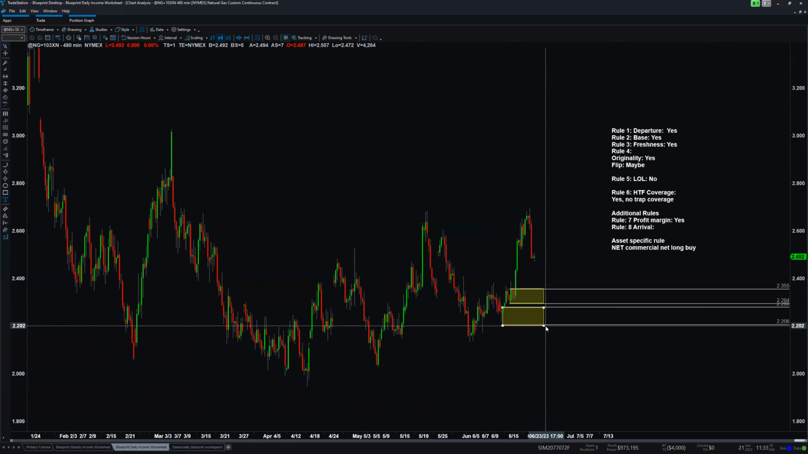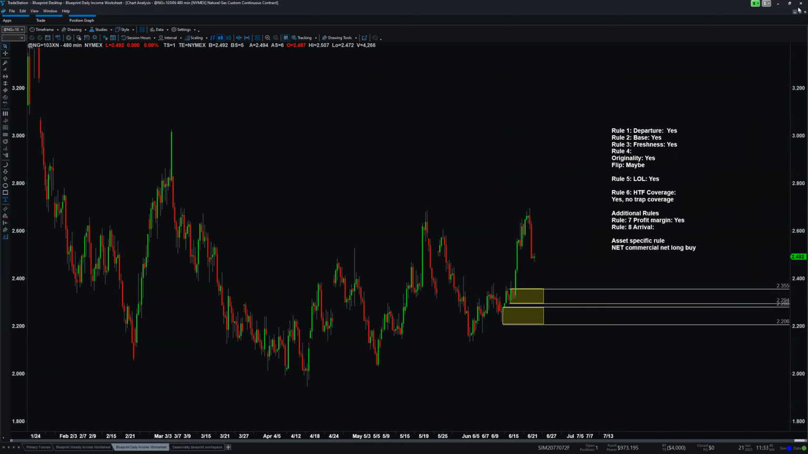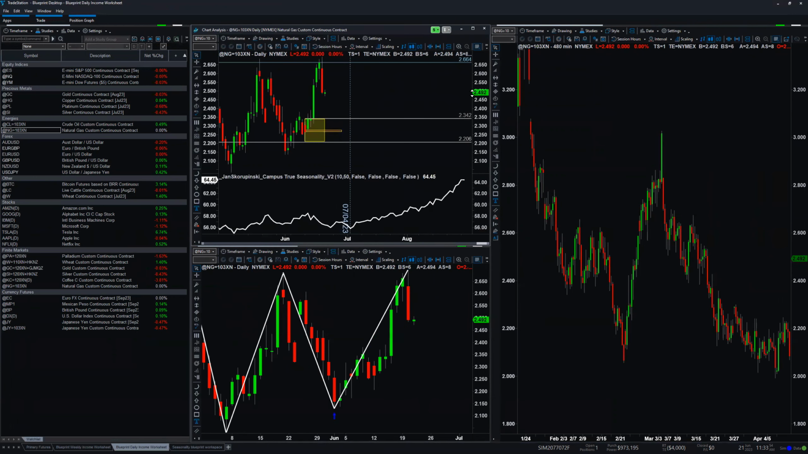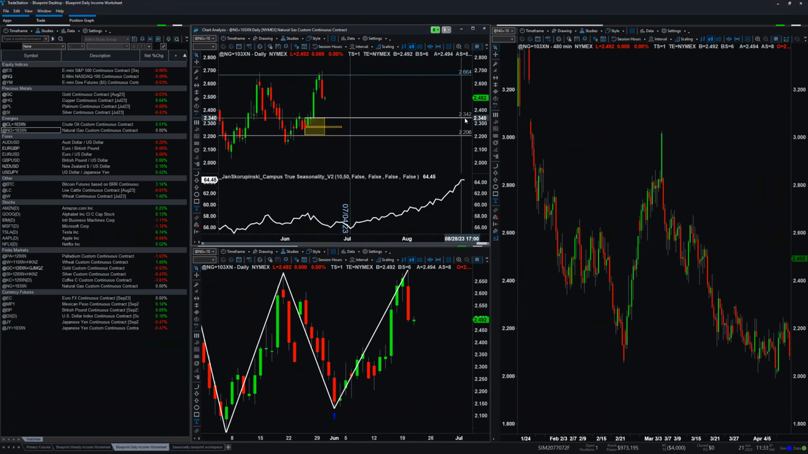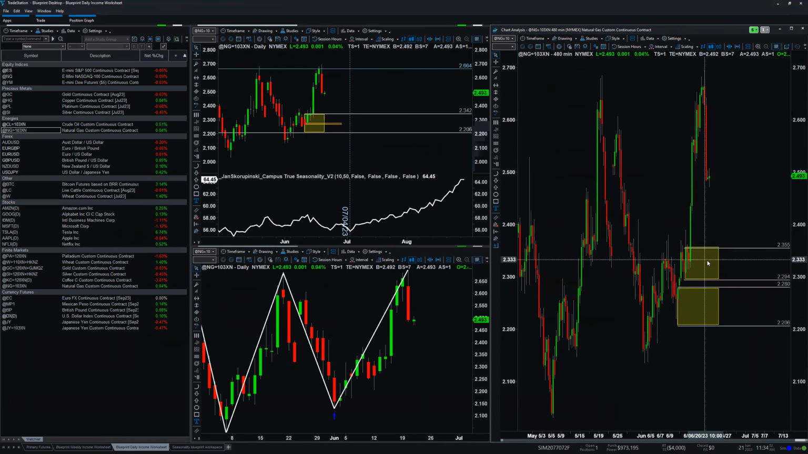So we have a level on top of level. And here I'm just visualizing the level, but I see there's stuff going on here, right? This was a rally, so I have the leg in, the base, the rally. So higher time frame coverage. Yes, that's the higher time frame coverage.